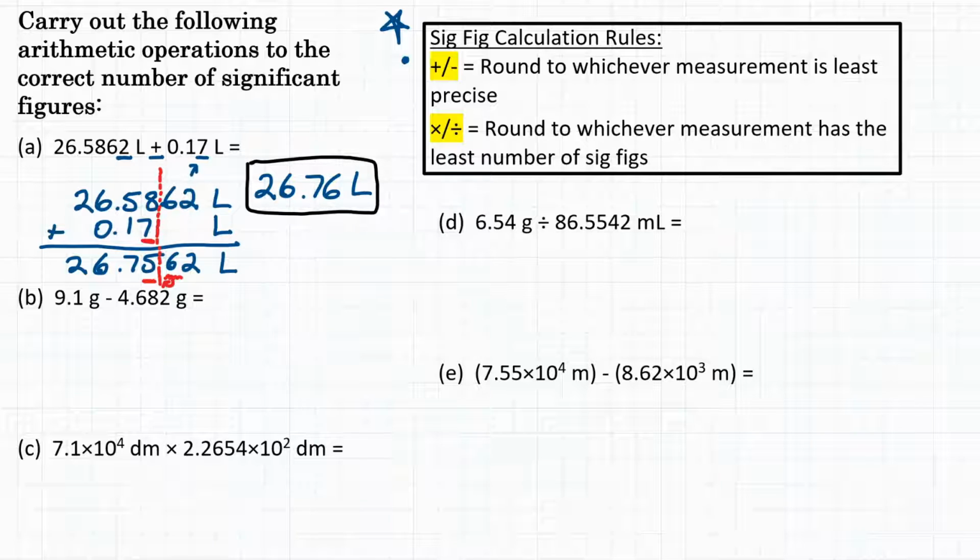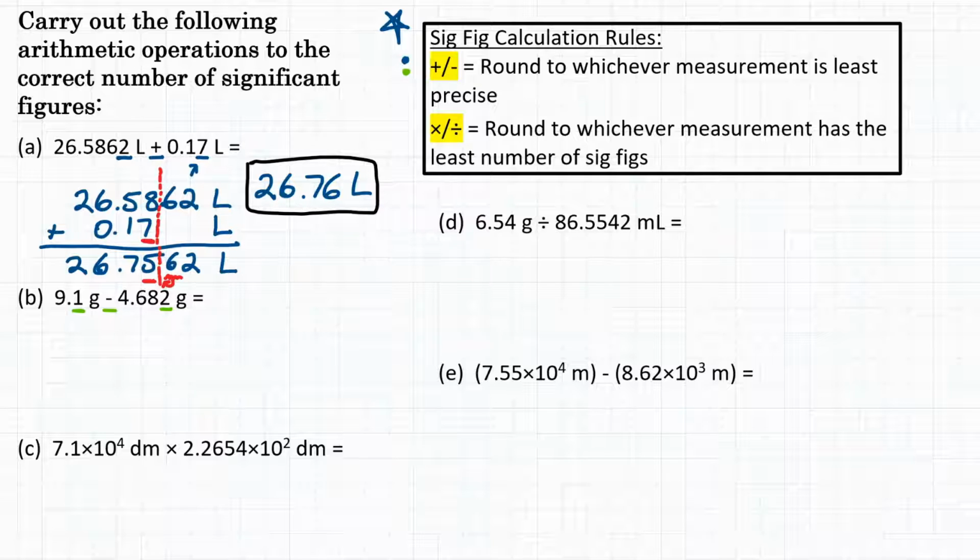Okay, let's look at B. We have 9.1 grams minus 4.682 grams. So again, we're going to be using the addition subtraction rules. Here we're doing subtraction, so again, we're rounding to whichever measurement is least precise. So let's look at our measurements. We have 9.1, so that 1 is in the tenths place. And then we have 4.682, that 2 is in the thousandths place. So our first measurement, 9.1 grams, is our least precise measurement.